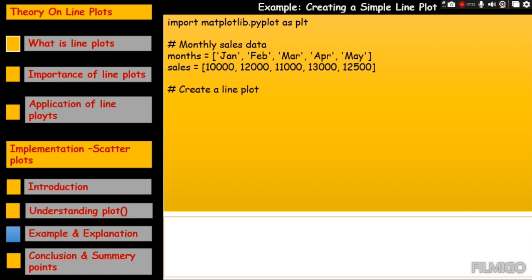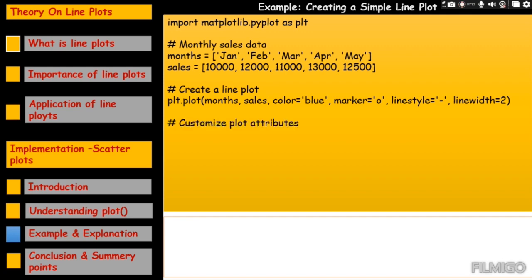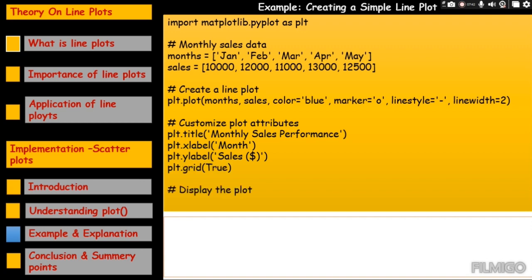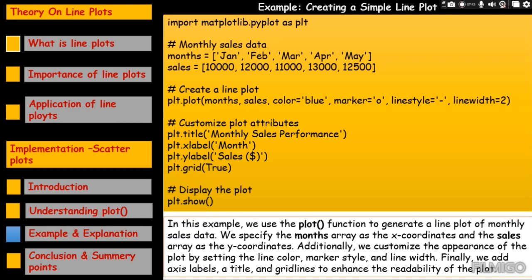Create a line plot. plt.plot months, sales, color equals blue, marker equals 'o', line style equals solid, line width equals 2. Customize plot attributes. plt.title monthly sales performance. plt.xlabel month. plt.ylabel sales dollar. plt.grid true. Display the plot. plt.show.